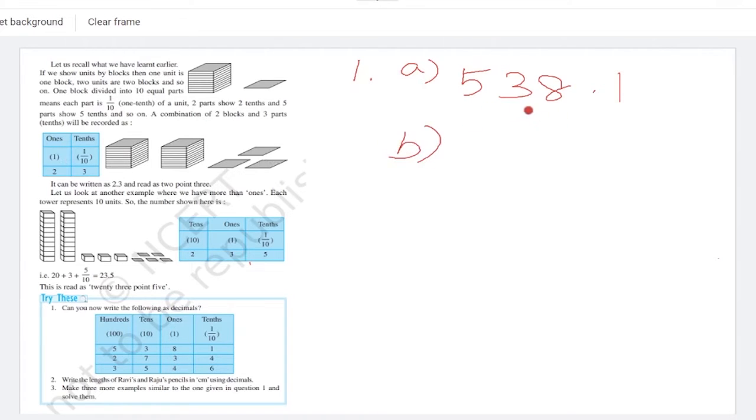So seeing these only you can write. You need not expand 5 into 100. You need not write that. You just write 5, 3.1. That is enough. The next one will be 2 hundreds, 3 tens, 7 tens and 3 ones. And you have 4 tens. So the answer will be 273.4. Next one will be, see, 3 hundreds, 5 tens, 4 ones, and you have 6 tens.